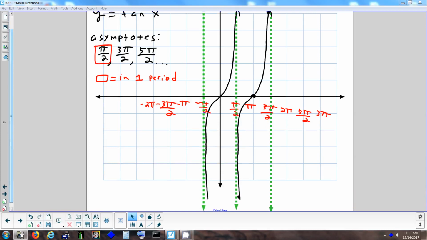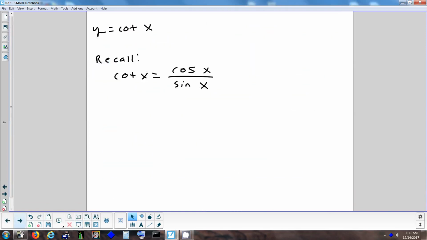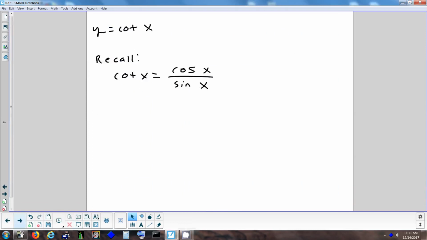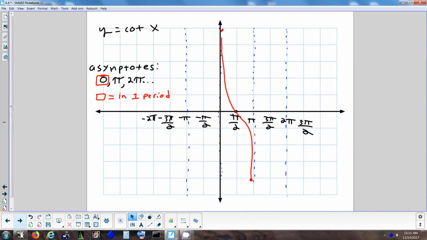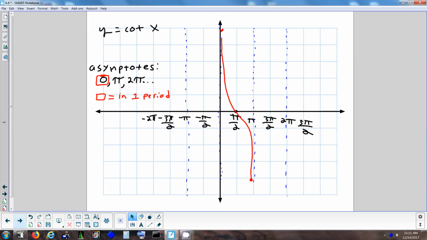Okay, so the other ones we're not going to go into as much depth. I just kind of wanted to show you why there's vertical asymptotes in tangent, and it's because you're dividing by 0. So, cotangent, that's tangent. Cotangent looks similar, but remember the difference between tangent and cotangent. You flip it. So cotangent is flipped. So what that does is you still get these curved sections, but they curve the other way.